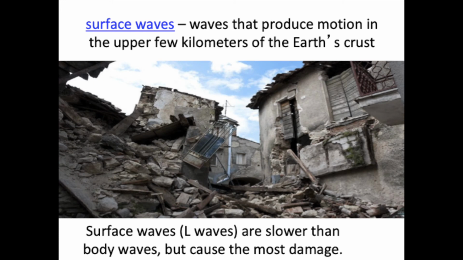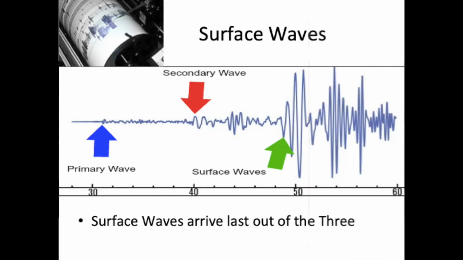Surface waves are waves that produce motion in upper few kilometers of the Earth's crust. This is what causes all the damage in an earthquake. They're known as L waves. And as you can see with the green arrow, they're the very large wave that shows up on the seismograph. You have the primary wave, the secondary wave, and then the green arrow is pointing towards the surface wave.